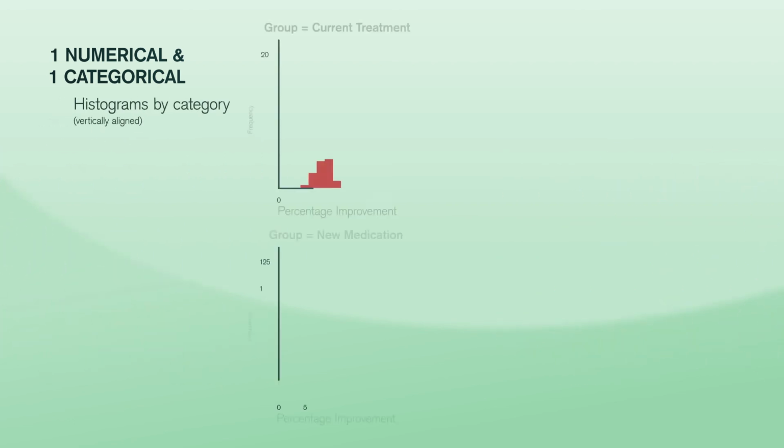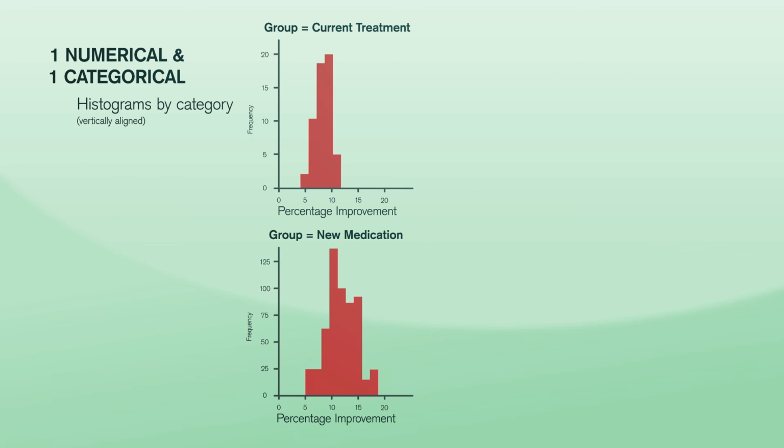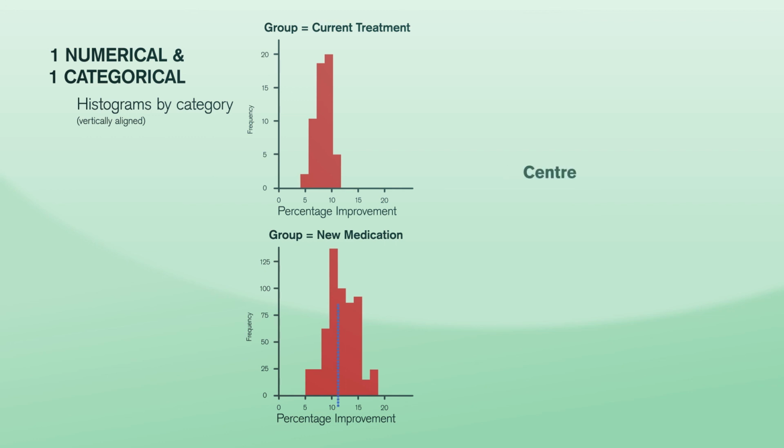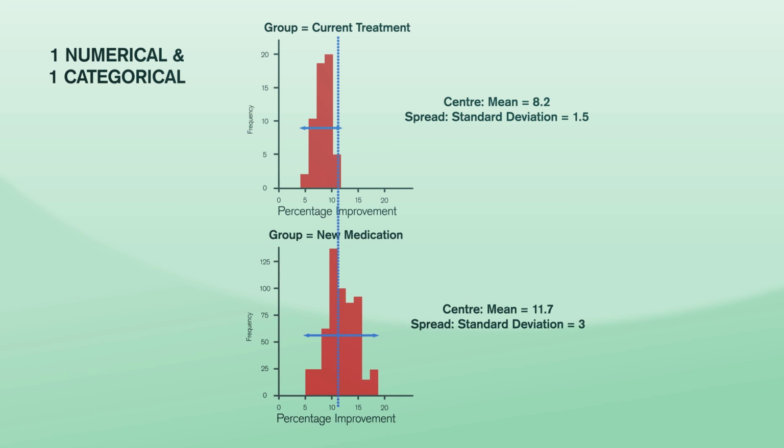We could consider vertically aligned histograms. We compare these using the 3 S's, shape, center, and spread. They are both approximately bell-shaped or normal. The group corresponding to the new medication has a higher mean percentage improvement than the group undergoing the treatment. The group corresponding to the new medication has a higher variation in percentage improvement than the group undergoing the current treatment, and we can consider the means and standard deviations.